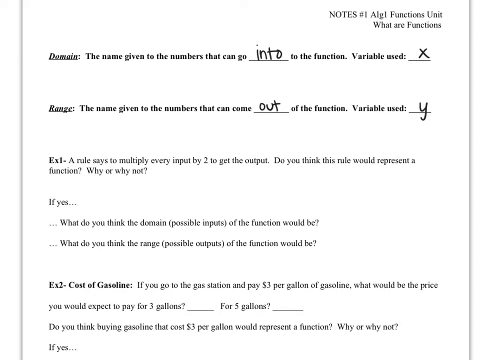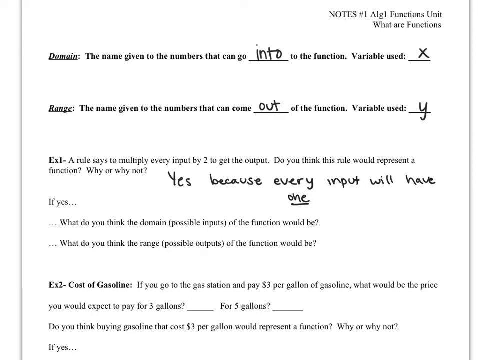So on example 1, it says, a rule says to multiply every input by 2 to get the output. Do you think this rule would represent a function? Why or why not? Well, this would be yes, because every input, every number that you put in, even though it's getting multiplied by 2, there's only going to be one possible answer. So every input will have one output.